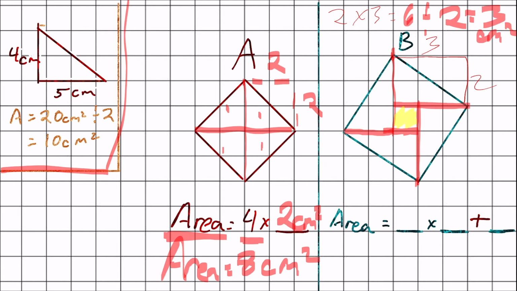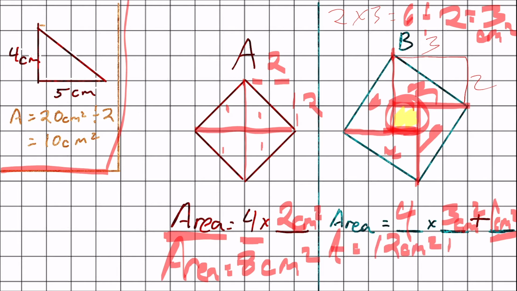So that goes here. I have 4 triangles. Okay, what goes here in this spot is going to be here. So I have a 1 by 1 square in the middle. 1 times 1 is obviously 1, so this is 1 centimeter squared. Okay, now I can just multiply these. So the area is equal to 12 centimeters squared plus 1 centimeter squared, and this is going to be equal to 13 centimeters squared.